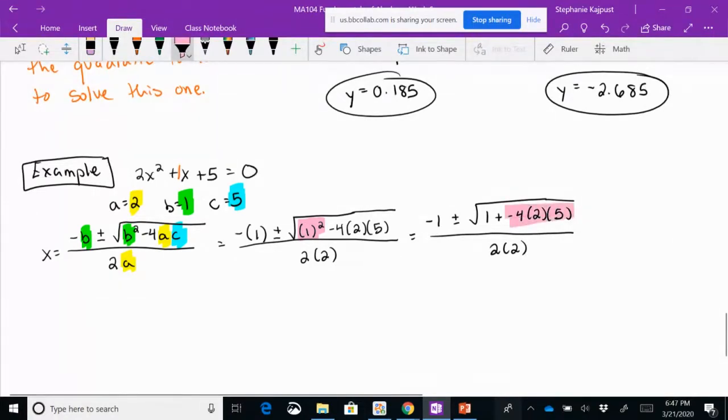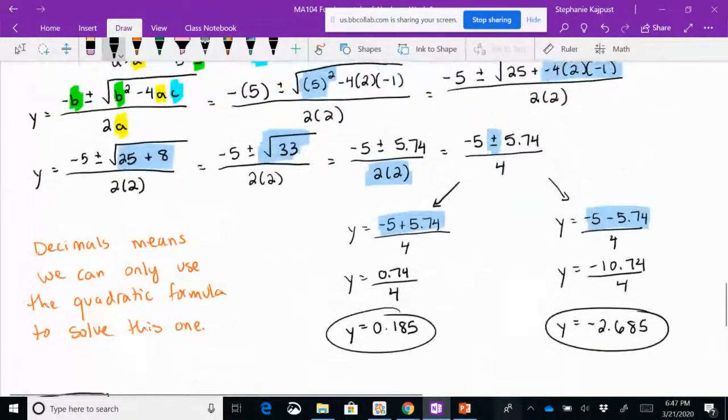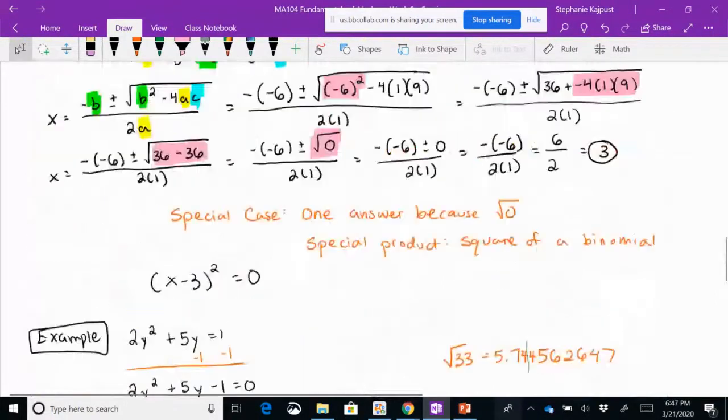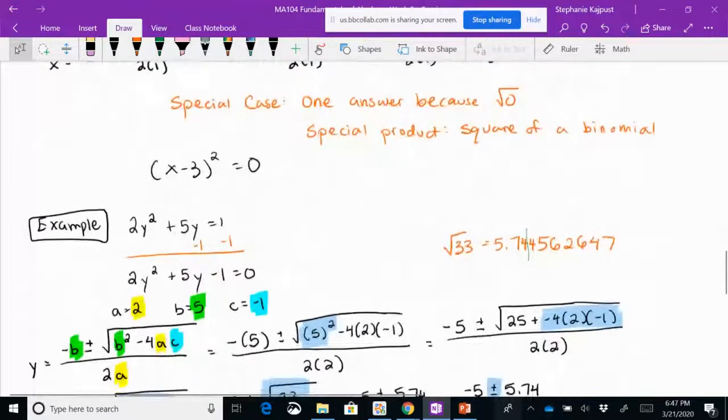Now I'm going to do the multiplication. Negative 4 times 2 times 5. So hopefully you're seeing that we're doing the same steps basically every time. It's just different colors or different numbers. So you can see that there's a pattern of what we do each time.